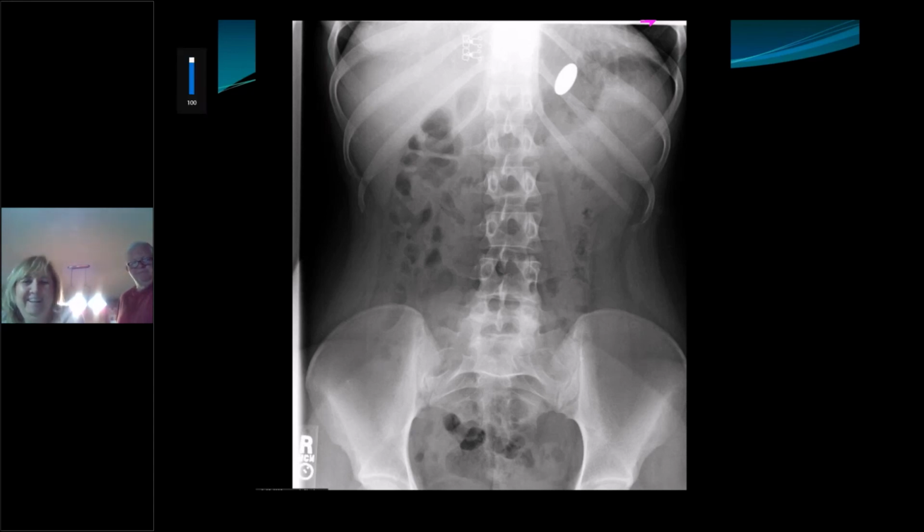So, you know, is this an emergency? Of course not. She has no shortness of breath. She has no bowel symptoms. At most, you can tell them, look, dig through your crap and see if you find your quarter later.